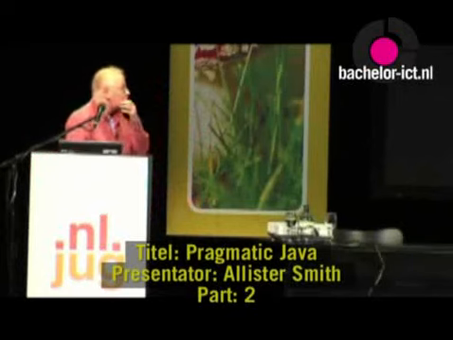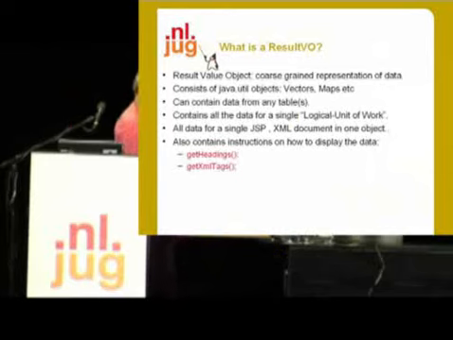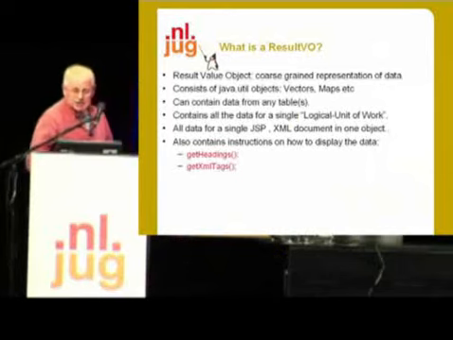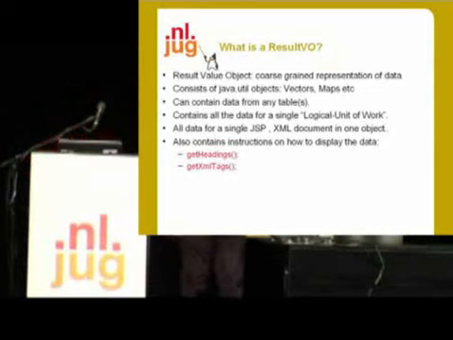So let's talk now a bit more about these objects that I introduced. The result value object. As I said, it's a coarse-grained representation of data. And we saw in Python, we had lists and we had dictionaries, which are like a map. And you could end up with them all over the place. There's no real control on it.